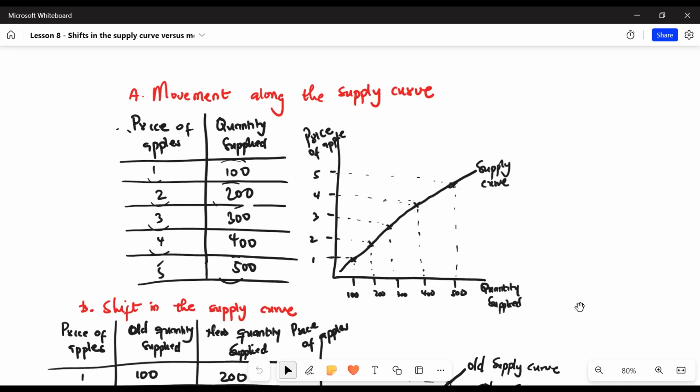Welcome back. Our previous lesson was on shift in the supply curve. Today we'll be looking at shift in the supply curve versus movement along the supply curve.